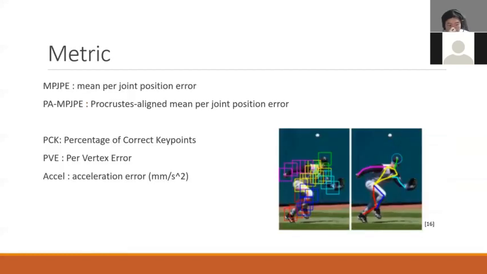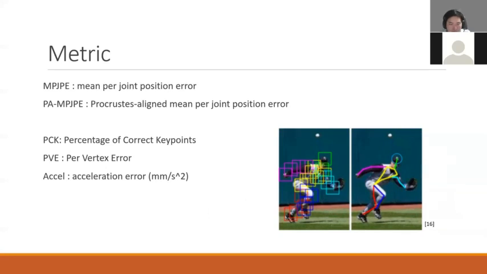This is the typical evaluation metric of the 3D human pose estimation dataset. The MPJPE, PVE, and PCK are all widely used metrics in this field, which basically measure the distance between the ground truth joint locations and the estimated locations. So the smaller the better.